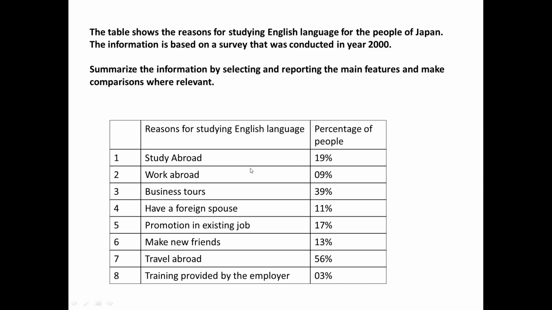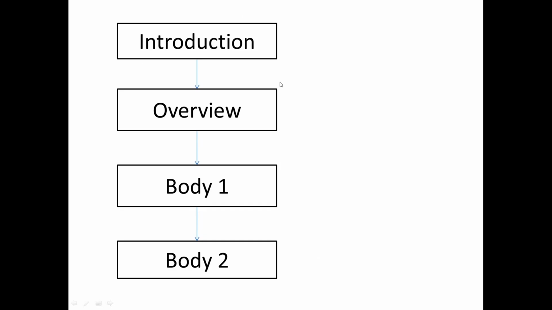So let's see the Pen9 answer structure for IELTS writing task 1, and then we are going to write a sample answer. Okay, so this is the Pen9 answer structure for IELTS writing task 1. First we have to write introduction, then overview, then body paragraphs. Here we can also write only one body paragraph if you want, but to group the information properly I have written 2 body paragraphs.